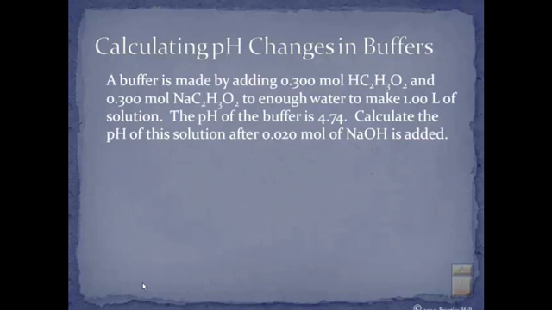So this corresponds, I think, with the sample exercise 17.5, but I just put it into my PowerPoint like this. It says a buffer is made by adding 0.3 moles of acetic acid and 0.3 moles of sodium acetate to enough water to make a 1 liter. You're lucky you have a 1 liter solution this time. And the pH of the buffer is 4.74. Calculate the pH of the solution after 0.02 moles of sodium hydroxide is added.